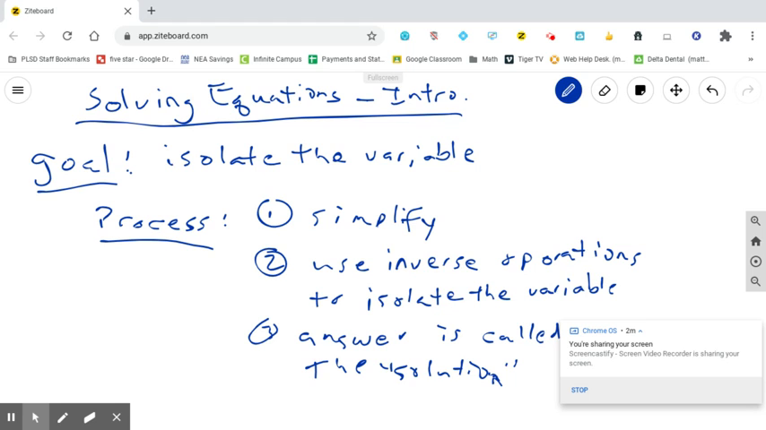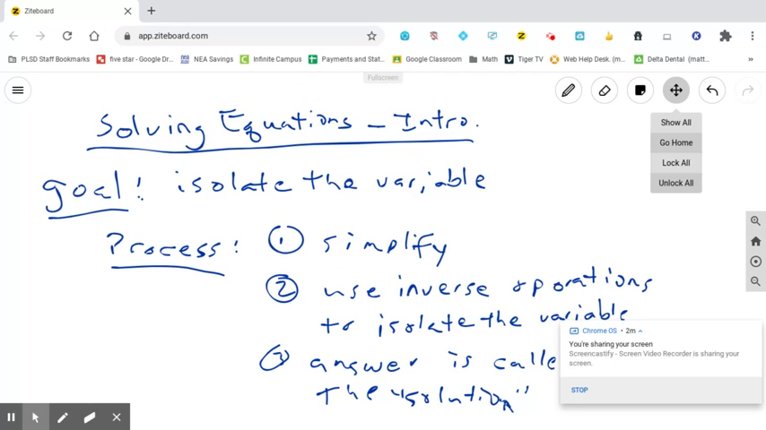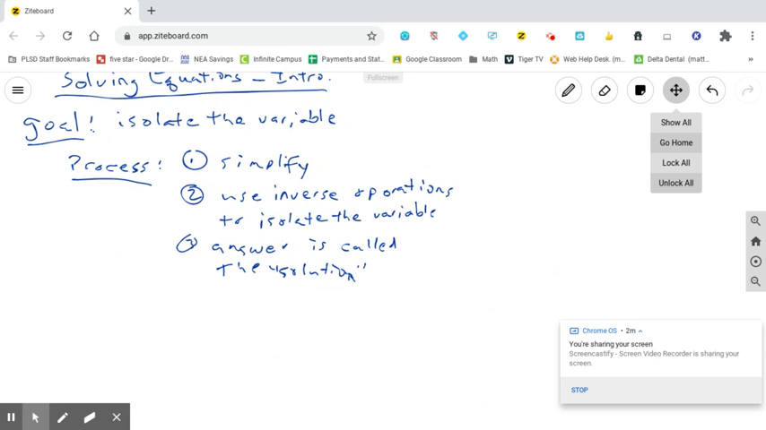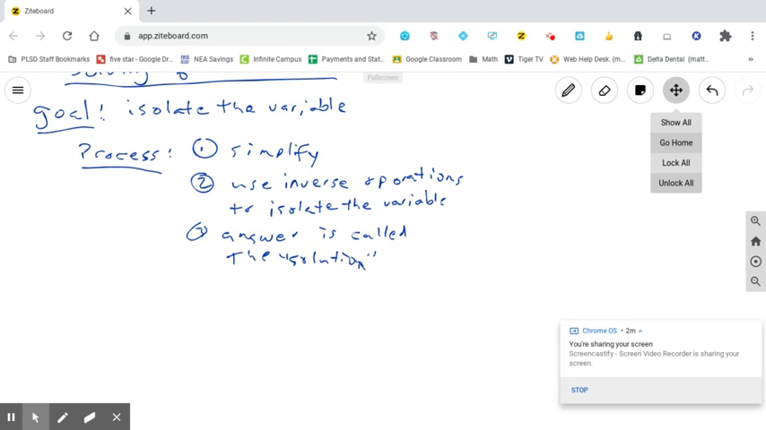In general, let me make that a little smaller and move it over here. What does that mean? This is a star. That means it makes the equation true.